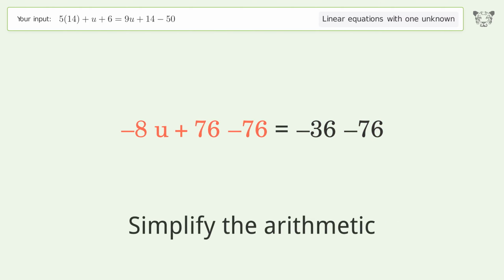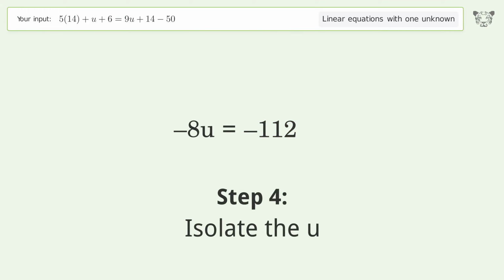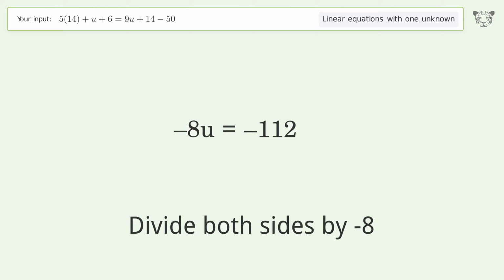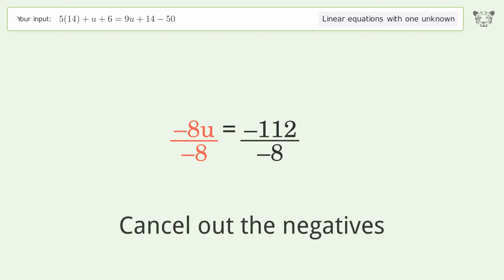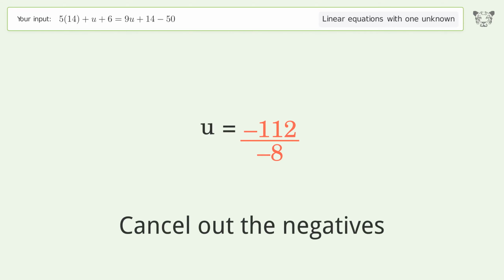Simplify the arithmetic. Isolate the u. Divide both sides by -8. Cancel out the negatives. Simplify the fraction. Cancel out the negatives.